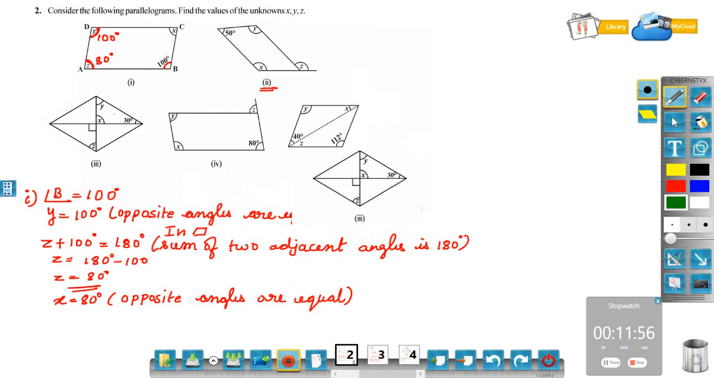So we have solved first one, second one and third one. You can solve fourth one by yourself. You can find Y, which is opposite angle of 80 degree. You can find X by using the property sum of two adjacent angles is 180 degree. And you can find Z by using the property alternate angles are equal.